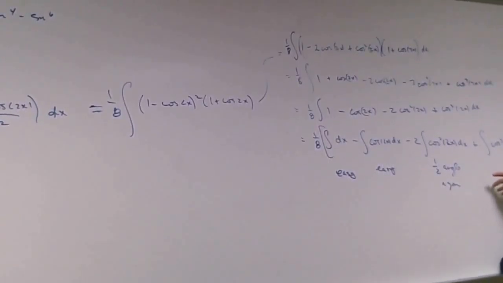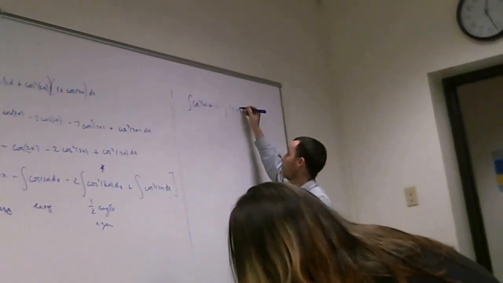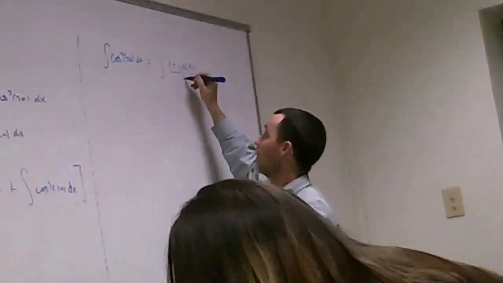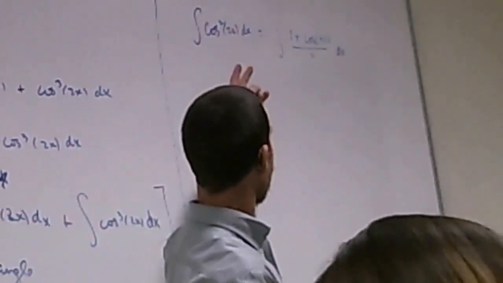So, call this one star. I need the integral of cos squared of 2x. And so what I've got is the integral of 1 plus cos of 4x over 2 dx. Now why cos 4x? Because that's what the double angle formula says, right? Whatever's in here goes here double.